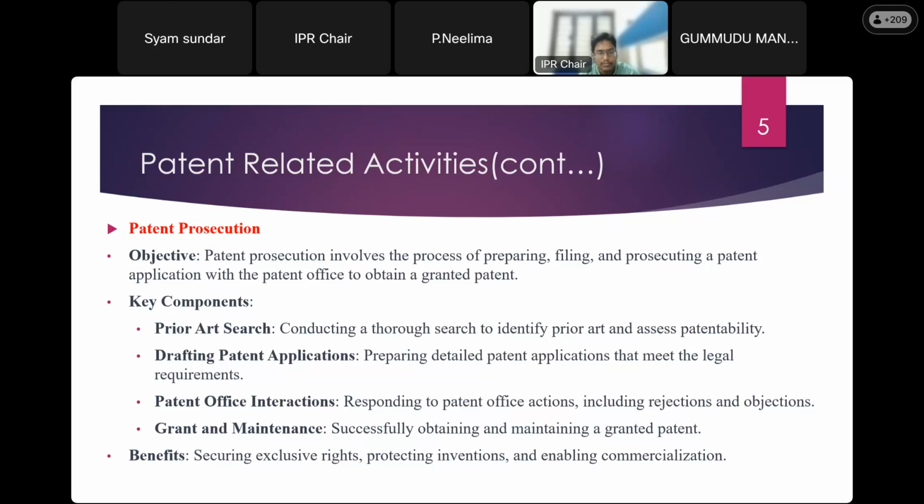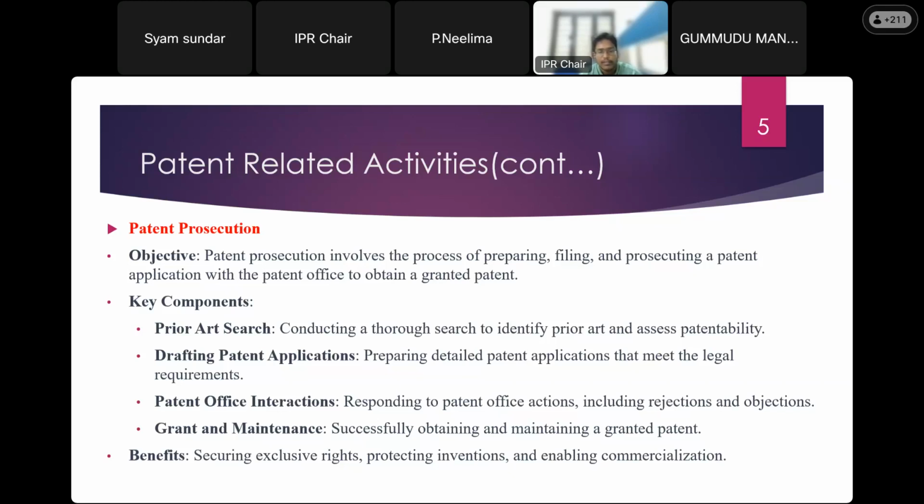So all these things will be examined in the patent office, and if it is not compliant with novelty or inventive step or industrial application or non-patentable subject matter, the patent office will give objections. Okay, so this is called patent office interaction. Then you need to give a reply back. Normally the IP attorney will take care of that.